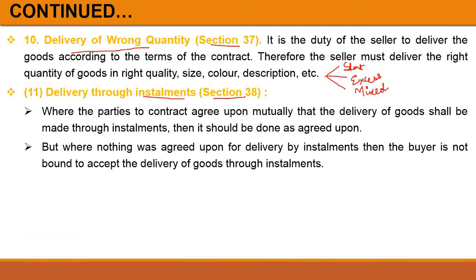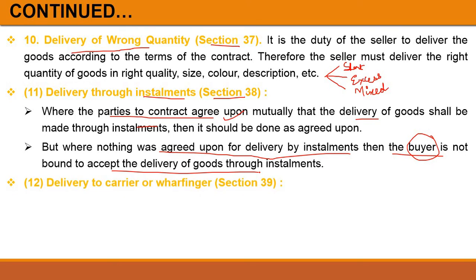So whenever the parties to the contract agree, then the delivery shall be made in installments. But where nothing has been agreed upon between the parties, then the buyer is not bound to accept the delivery through installments. It means he can reject it.